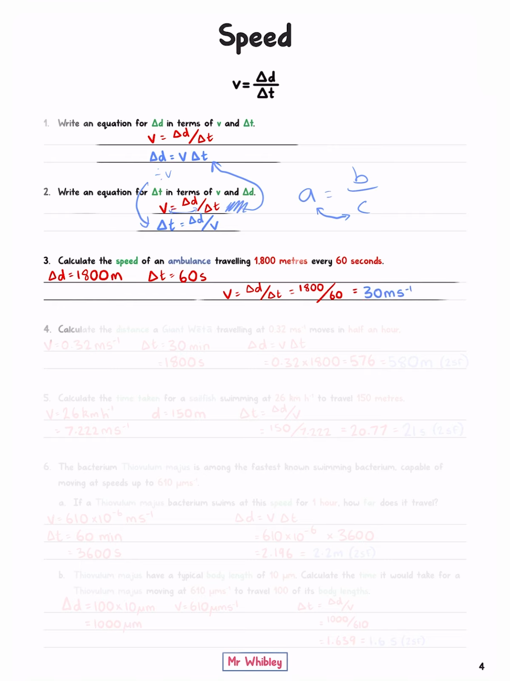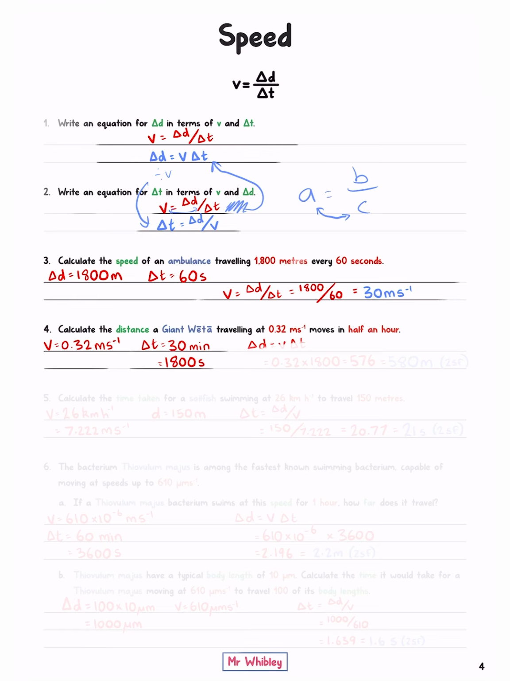Question 4. Calculate the distance a giant weta traveling at 0.32 meters per second moves in half an hour. And so our velocity is 0.32 meters per second. Our duration is 30 minutes, or in other words 1800 seconds, multiplying this by 60 seconds.